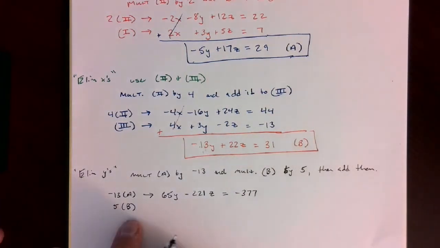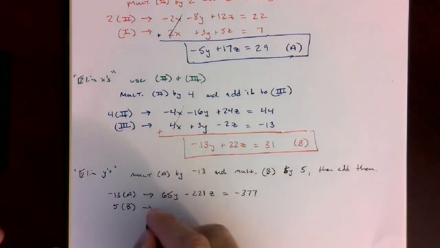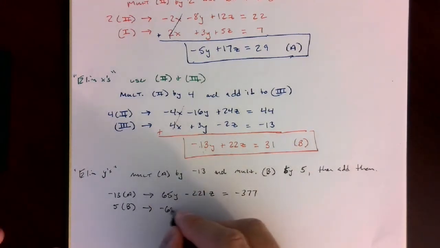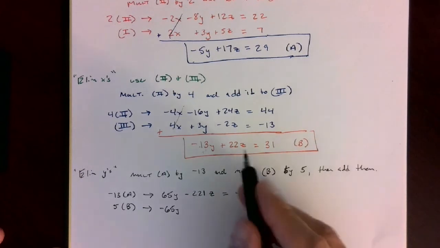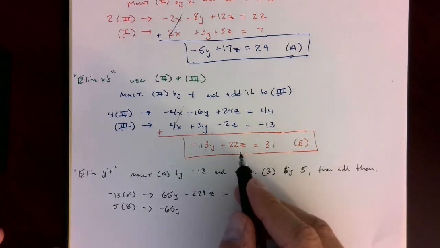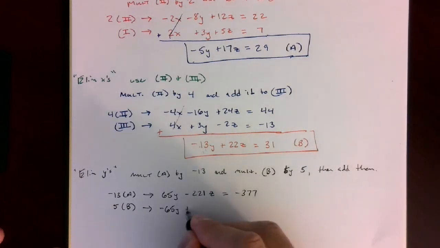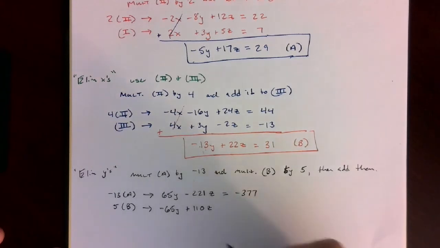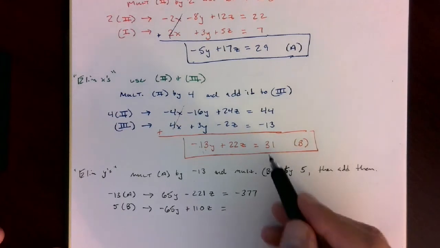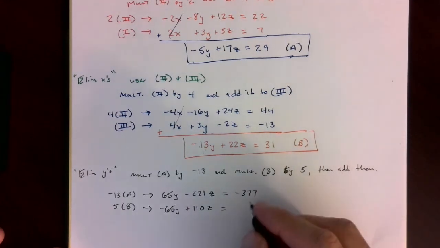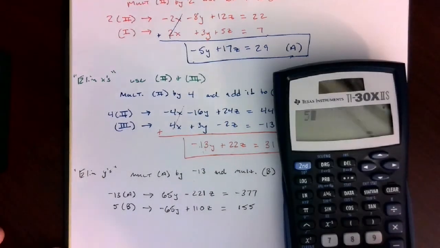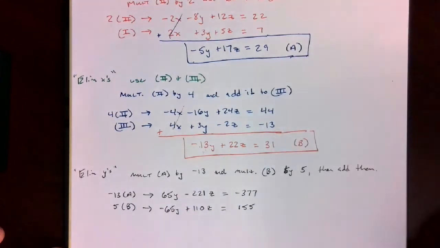And then we want to multiply 5 times equation B. 5 times negative 13y is negative 65y. 5 times 22z is going to be a positive 110z. You can multiply on the calculator if you're not sure. And it's equal to 5 times 31, which comes out to 155. We can verify it quick: 5 times 31 is 155.